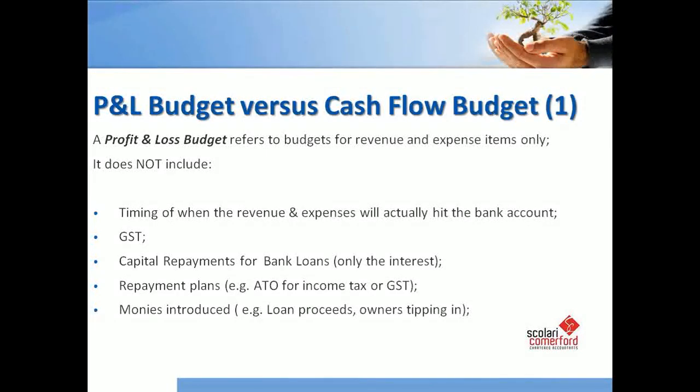A P&L budget does not include capital repayments, such as principal repayments, only the interest. And it won't include other repayment plans that might be in place. So, typically if you have an arrangement with the ATO to pay income tax or GST, and hopefully as a result of after today you will not need to go down that track in any case, then a P&L won't actually show that. It might show some interest if you're paying that. It also won't show monies introduced, such as loan proceeds from your bank, or if you have to tip money back into the business to give it sufficient working capital to keep going, or your drawings or dividends. It won't show those things.